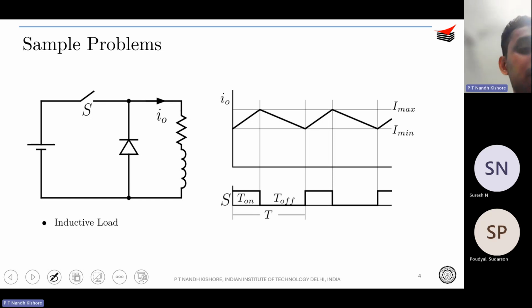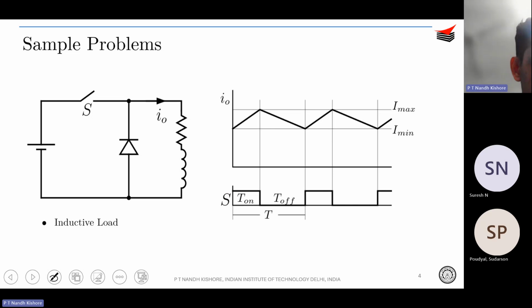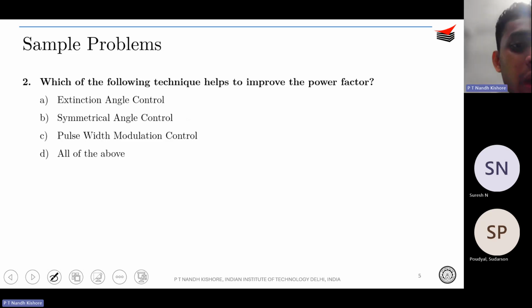Okay. So the answer is A, inductive. And then we move on to the next question. Which of the following techniques helps to improve the power factor? Extinction angle control, symmetrical angle control, PWM or pulse width modulation control, or all of the above?